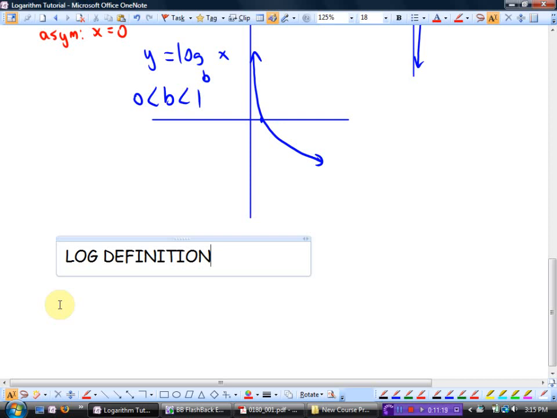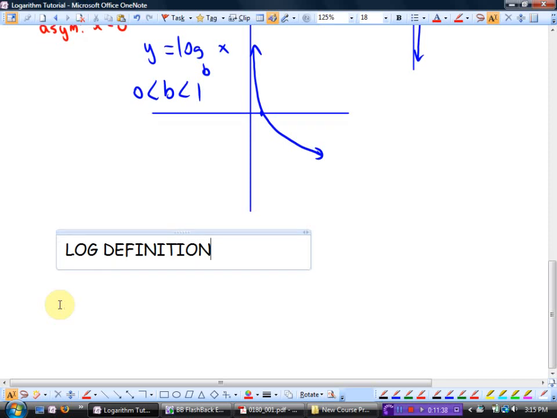This is the key to the whole unit. This is also a question I guarantee will be on probably every single one of their mock exams, and it's one of the few questions that I can guarantee you'll see on the provincial: the log definition. So I'm putting this in caps because it's hugely important.